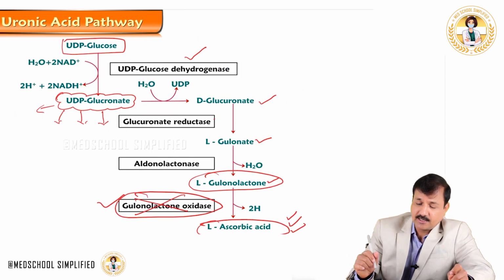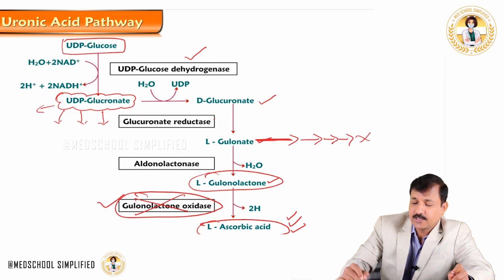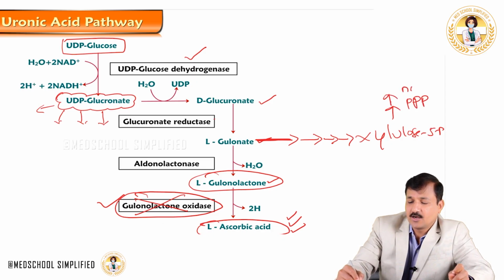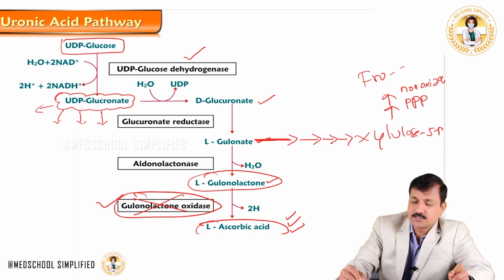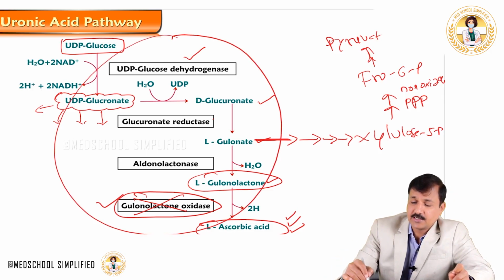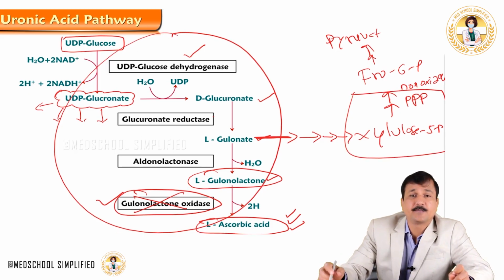Now let me show you that here. L-gulonate here, by multiple steps, will ultimately be converted into xylulose 5-phosphate, and this xylulose 5-phosphate goes into the pentose phosphate pathway, that is the non-oxidative phase. In the non-oxidative phase of the pentose phosphate pathway, it will become fructose 6-phosphate, and fructose 6-phosphate goes into pyruvate formation. So that's how this entire uronic acid pathway is connected with the pentose phosphate pathway.